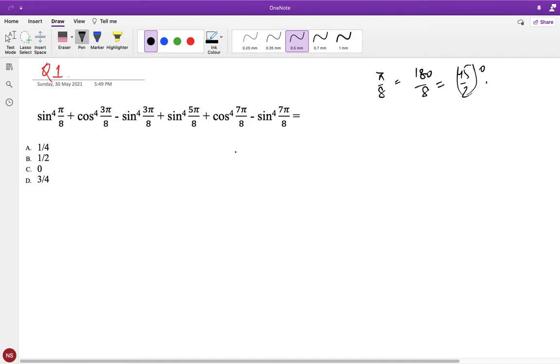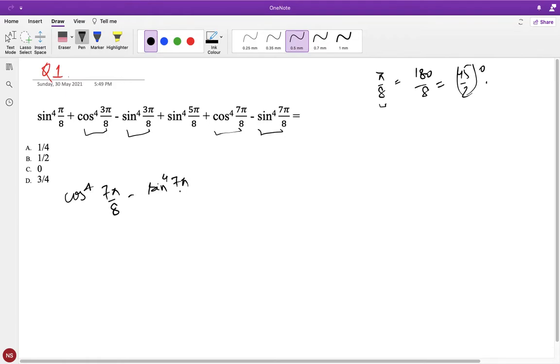So first I will try to see if we can get rid of this 8 and make it pi by 4 if possible. Secondly, these are all degree 4 terms. When I am trying to solve these problems, I try to see if the power may be reduced. So let us try to do that. First let us consider cos raised to the power 4 7 pi by 8 minus sine 4 7 pi by 8. So this is cos 4 minus sine 4.